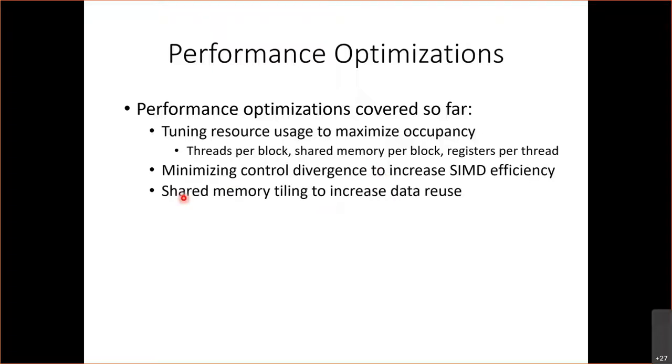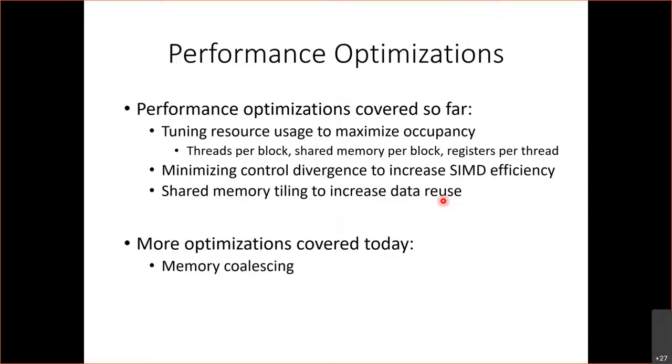We also saw shared memory tiling to increase data reuse. Whenever we have data that is reused by multiple threads, we can use shared memory to load it once and then have all the threads access it from shared memory. We're going to talk about two more optimizations today. The first one is memory coalescing, which we have actually been doing, but we just didn't talk about it. And then the second one is thread coarsening, which we will do an example of today.